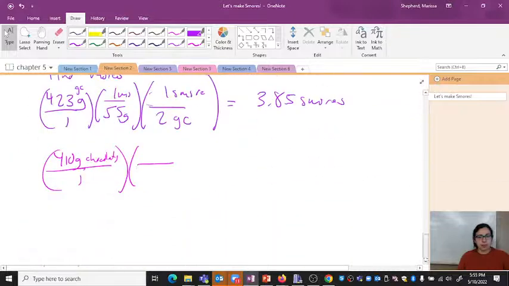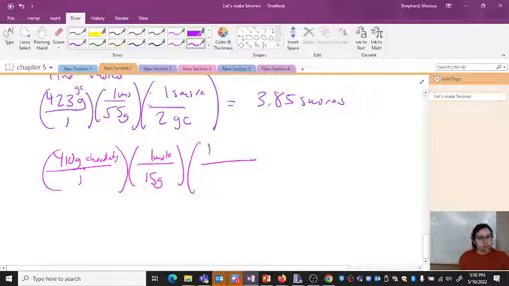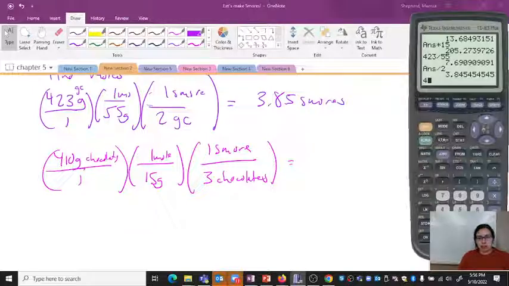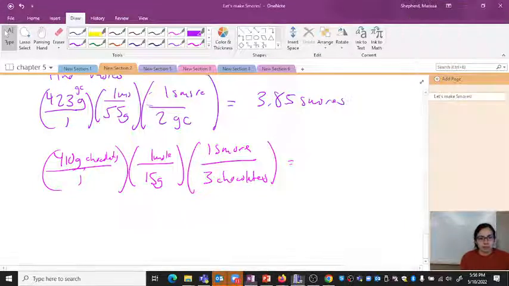So 15, so divided by 15, so grams per mole. Now that gives us moles of chocolate. And so I want moles of s'mores on top. We need 3 chocolates in every s'more. And so now we can punch that in. So 410 divided by 15 divided by 3. And so I get that we can make 9 s'mores with that.